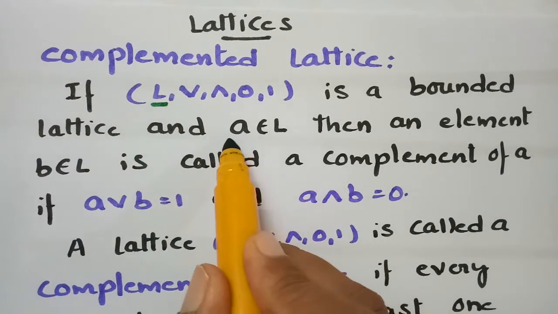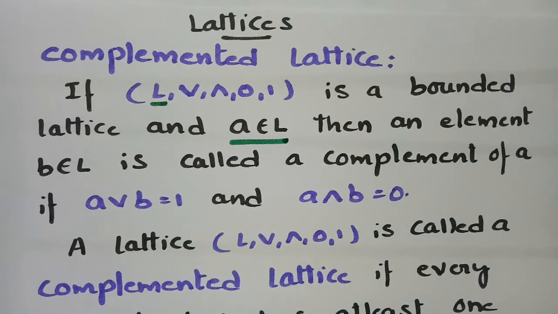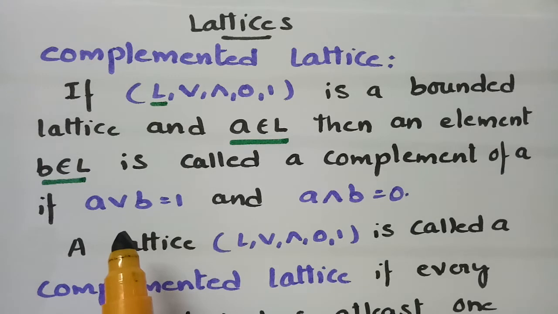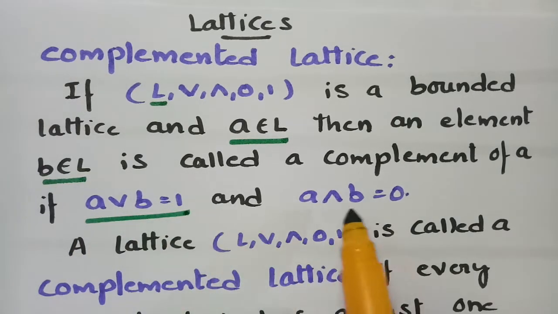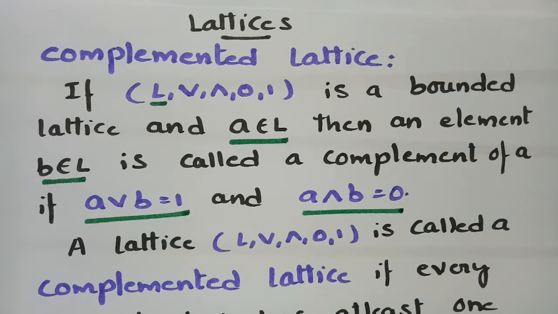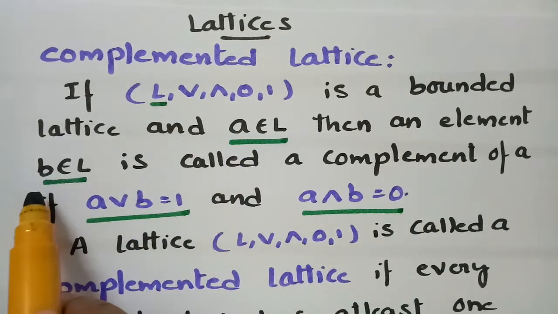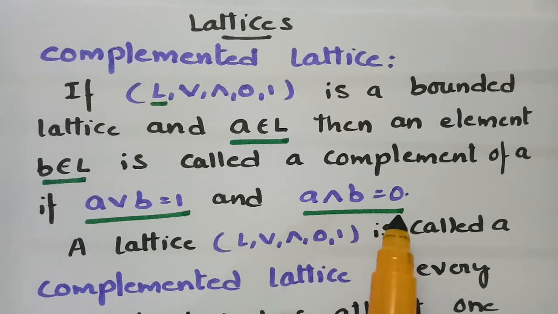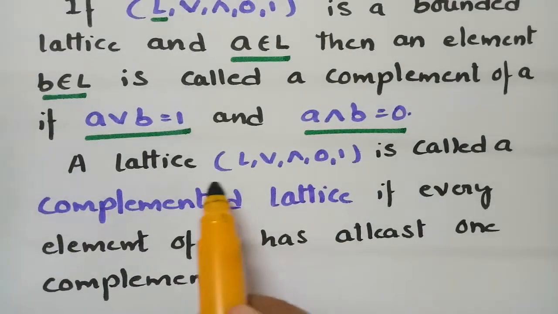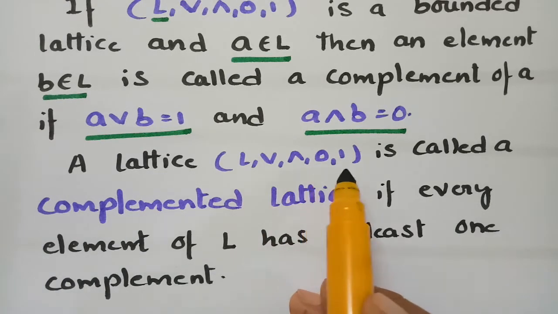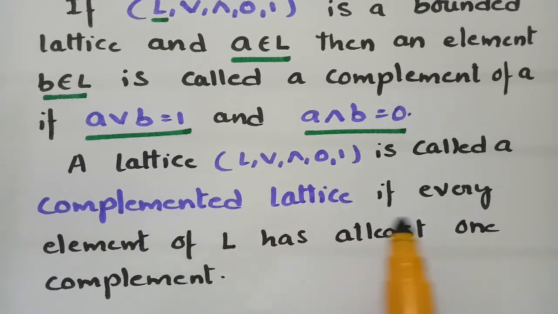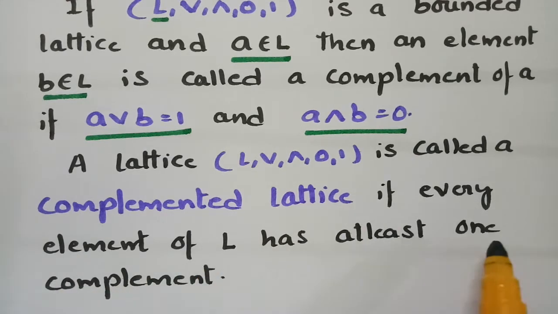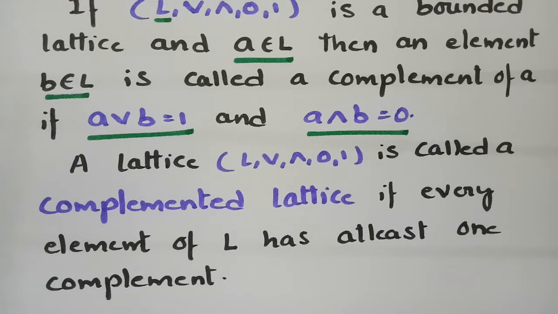An element A belongs to L. Then an element B belonging to L is called the complement of A if two conditions hold. The first is A join B is equal to 1, and the second is A meet B is equal to 0. A lattice (L, join, meet, 0, 1) is called a complemented lattice if every element of L has at least one complement. So each and every element should have at least one.